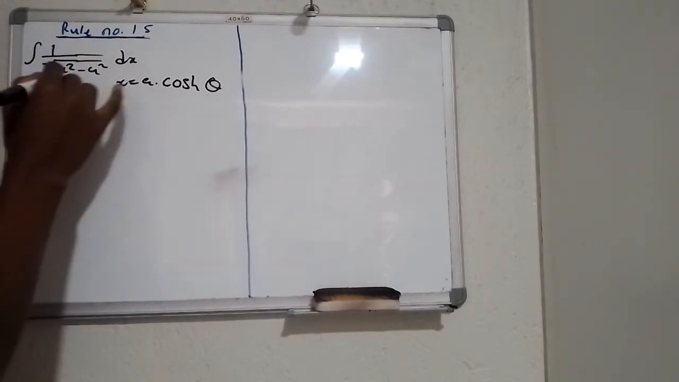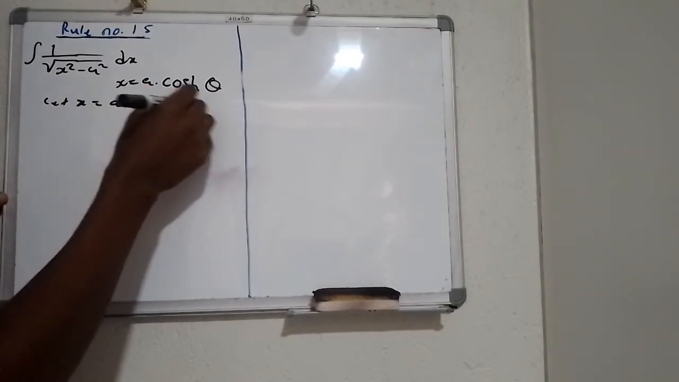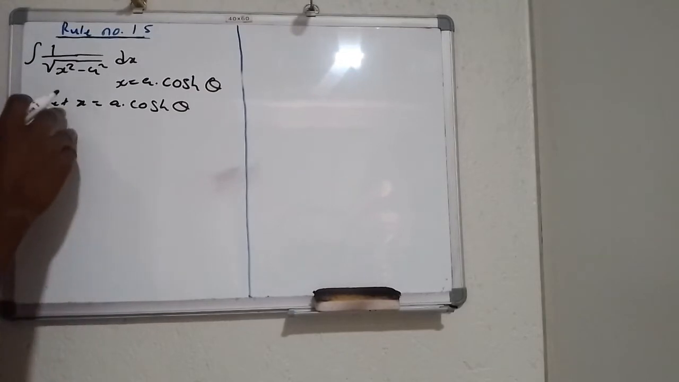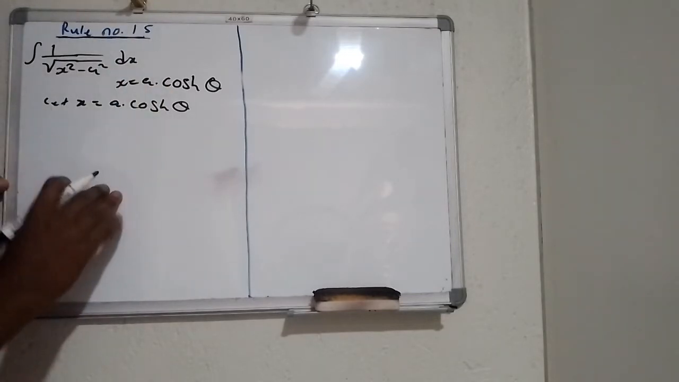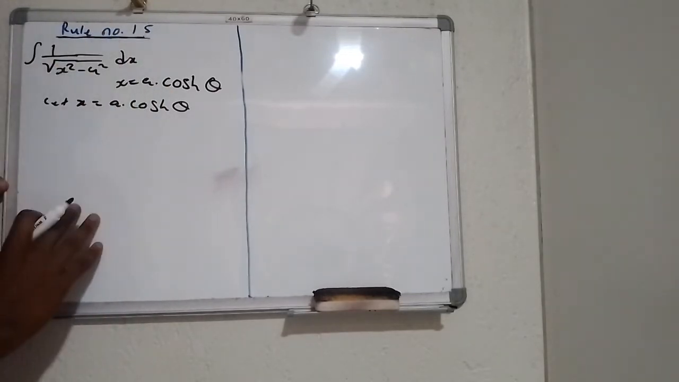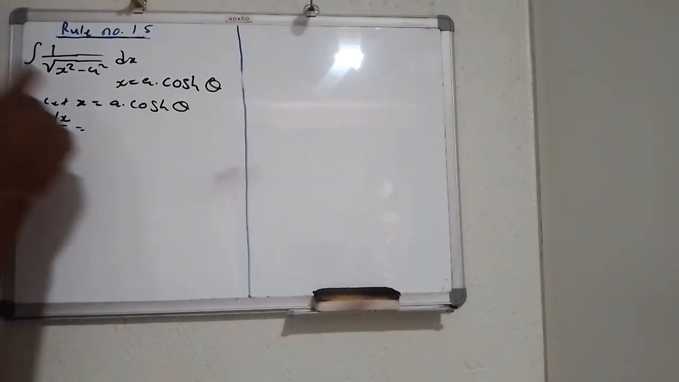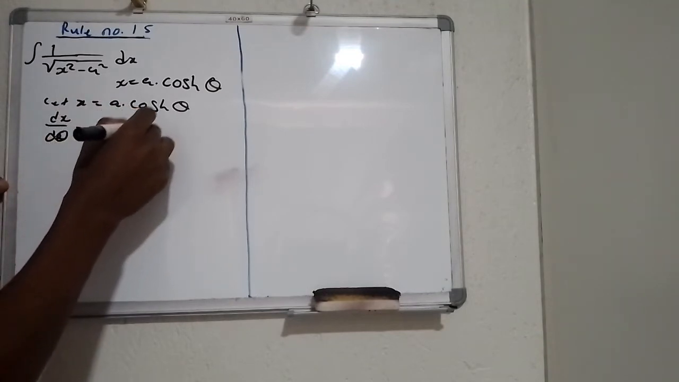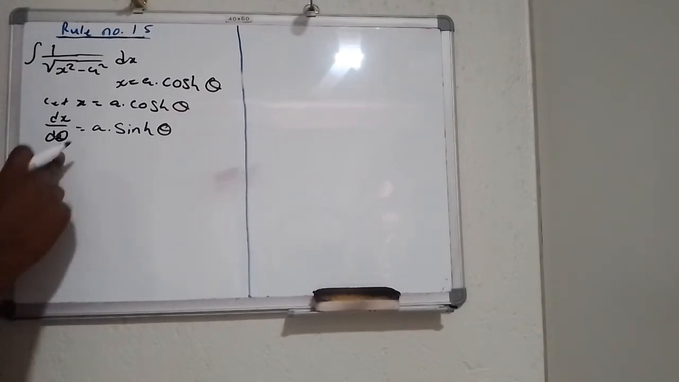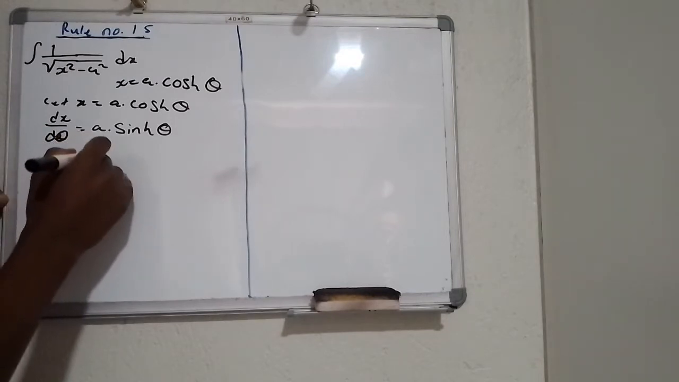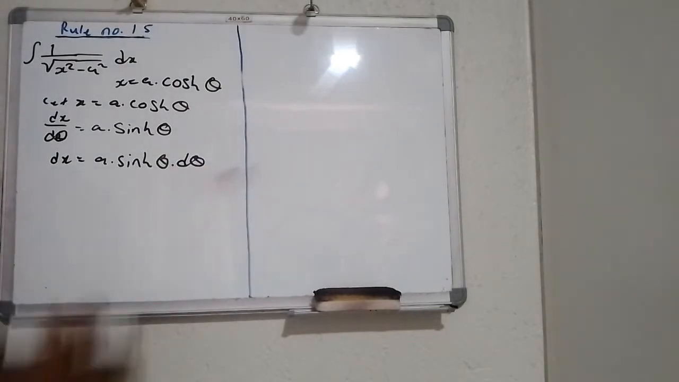So now the first thing that you're going to do, you always say let x is equal to a multiplied by hyperbolic cos theta, right? So now I need to differentiate this so that I can get dx and then substitute dx here. So I'm going to say dx over d theta is equal to a multiplied by hyperbolic sine of theta, right? So now I need to make dx the subject of the formula. Therefore dx is equal to a multiplied by hyperbolic sine of theta multiplied by d theta, right? And now substitute it back here.